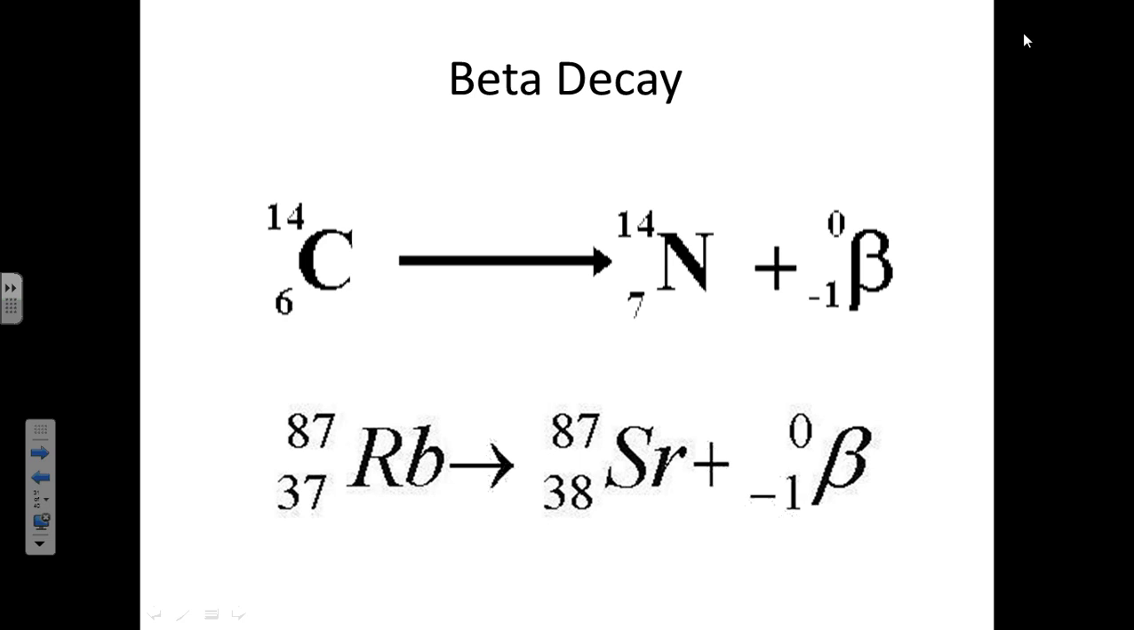There's also some neutrinos and all that kind of stuff involved. We don't want to worry about that right now. Essentially though, a neutron splits into a proton and an electron. The electron gets shot out. That's what we call a beta particle. Shot out at a very high speed. The proton stays in the nucleus.